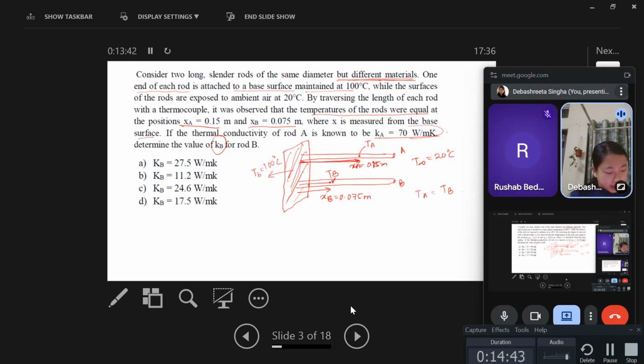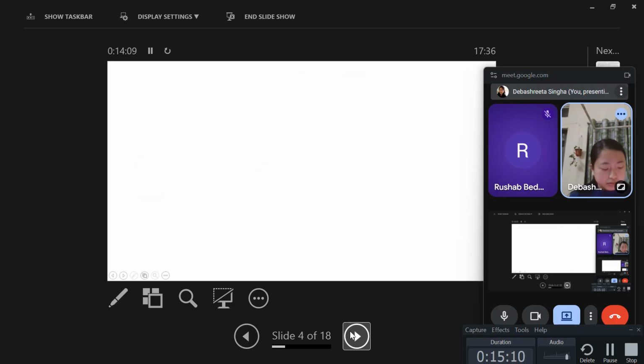So we have TA is equal to TB. Okay, starting point is this: TA is equal to TB. So we can also write this in terms of theta. Theta A is equal to theta B. So I'm going to the next page. If I write theta A is equal to theta B.